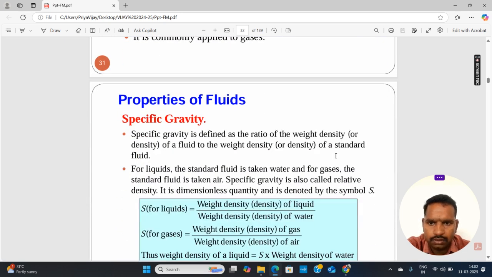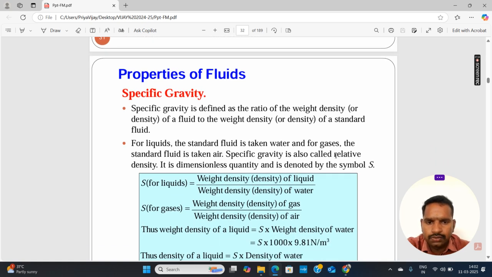The next property is specific gravity, or we may say relative density. Both are the same. Generally, when you are about to solve a problem, if the density value is not given, the specific gravity value will be given. So by using the specific gravity, we need to calculate the density in that case.